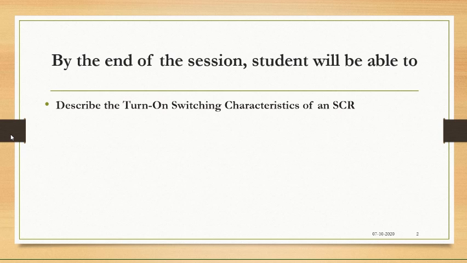I just gave you some idea what switching characteristics means, and what the difference in turn-on switching characteristics is. Switching characteristics means we are looking at how the device, that is our SCR, behaves when it is switched from turn off condition to turn on condition, or turn on condition to turn off condition. How does it respond to this change from off to on mode or on to off mode? In this session we will be limiting ourselves to turn-on switching characteristics.